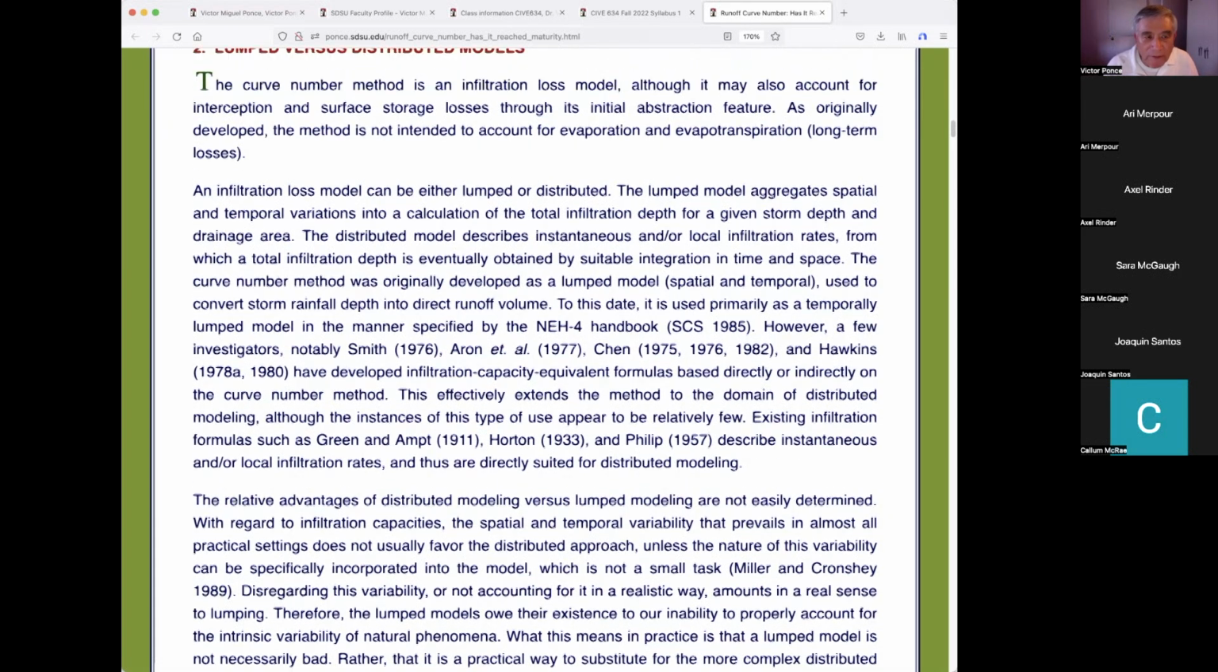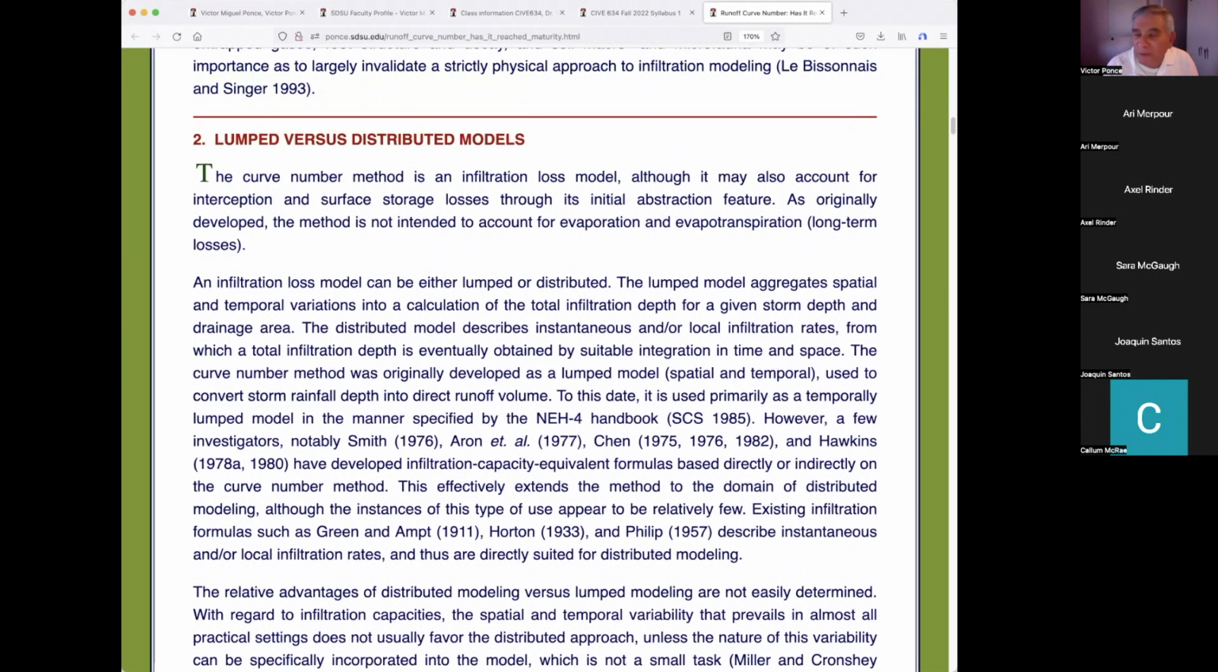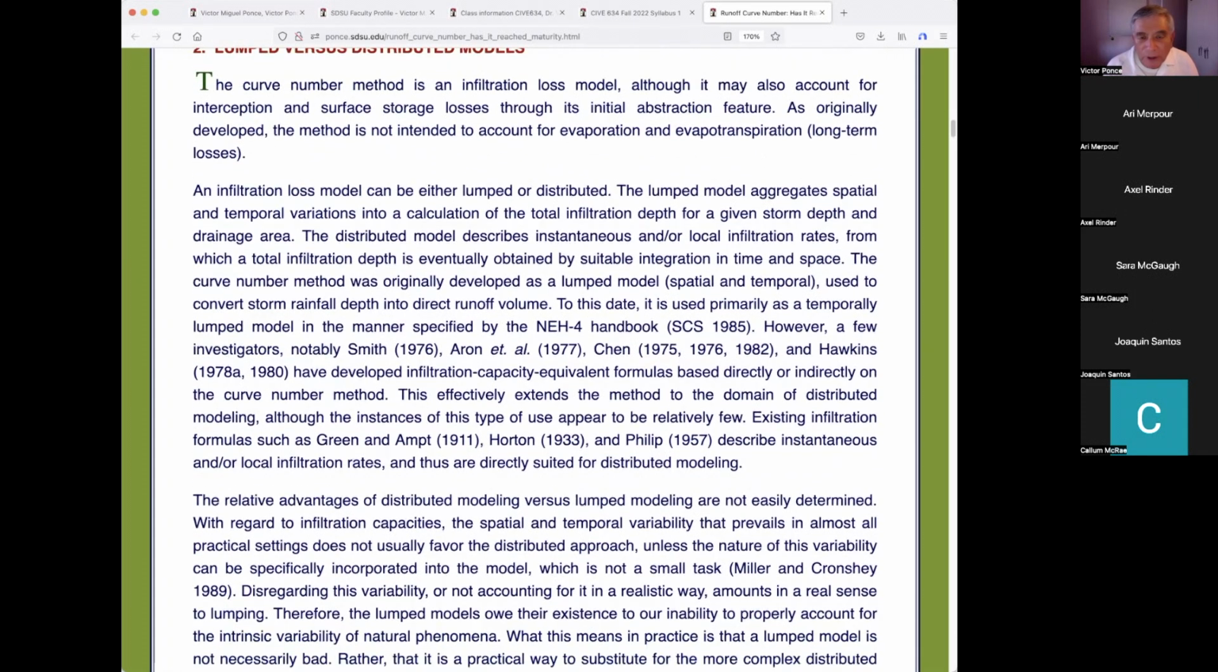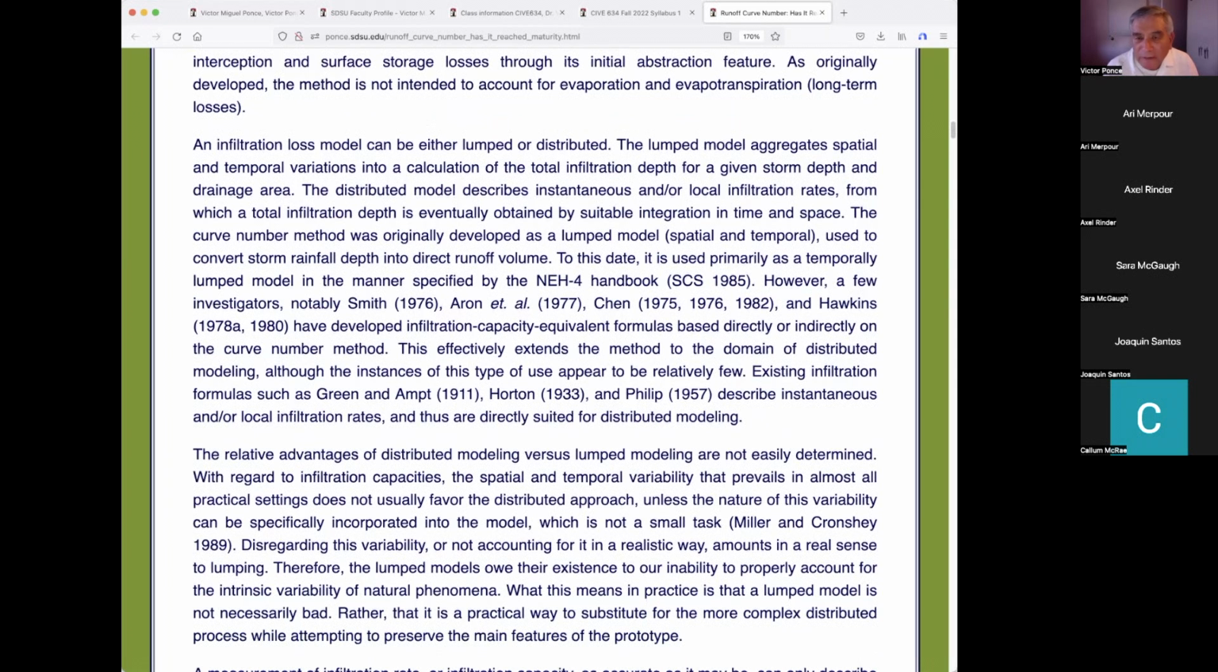Okay, so infiltration can be lumped or distributed. Lumped is in space and probably even in time. Distributed is when it varies from point to point. So there are advantages and disadvantages. The lump model is easier to handle. In the distributed model, it's more difficult and it varies in time and space, and it may be hard to pin down. But as I say in here, I define what a lump model is and a distributed model is, so you should take a look at this.